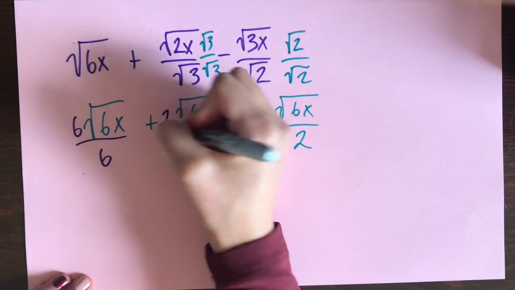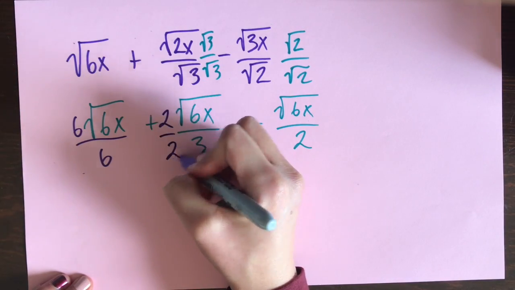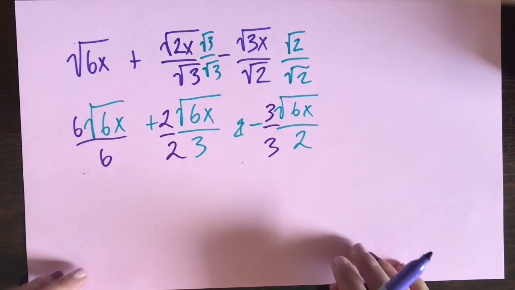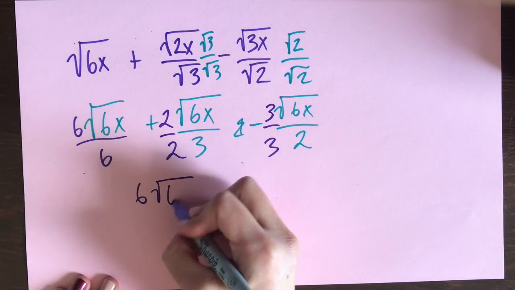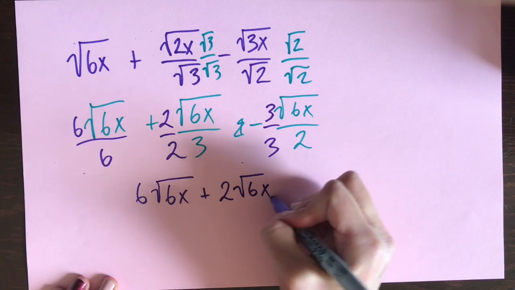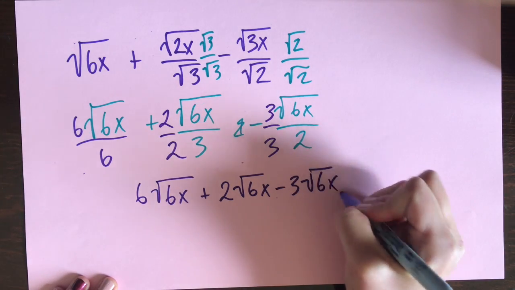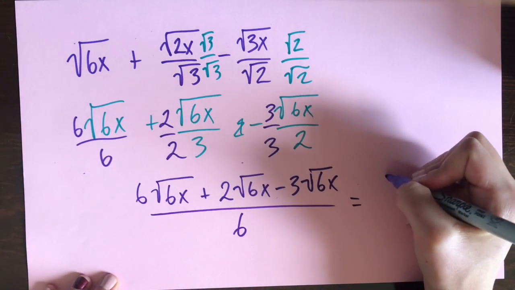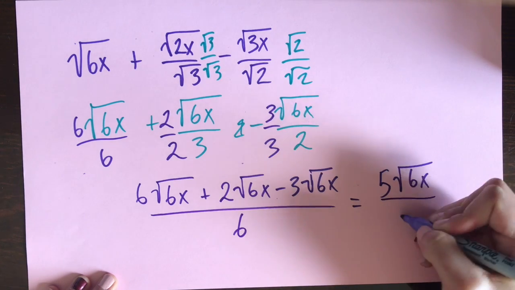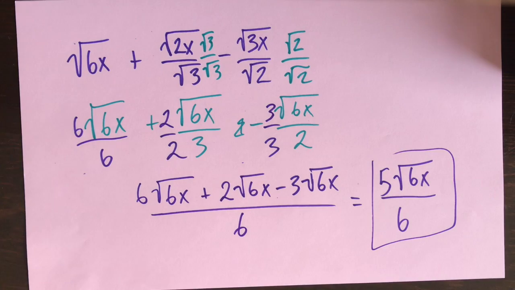And then I'm going to give everything a common denominator. So the first guy needs a 6 on the bottom, the second guy needs an extra 2 on the bottom, and the third guy needs a 3. So I end up with 6 rad 6x plus 2 rad 6x minus 3 rad 6x over 6 is equal to 5 rad 6x over 6. And that is my final answer.